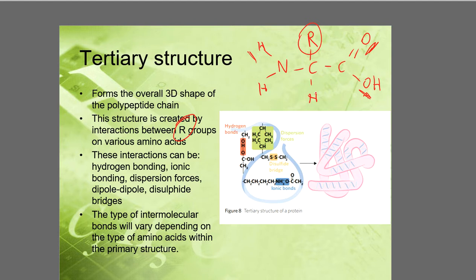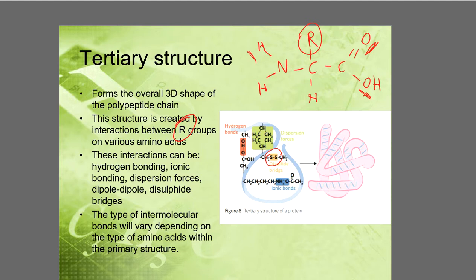You can definitely have dispersion forces occur, as we know, between all non-polar R groups. Obviously, slightly weaker bonds, but they will be there. We can have dipole-dipole interactions occurring. We can have what's called a disulfide bridge. So there's 2 amino acids that have sulfur in the R group, and they can interact and form fairly strong covalent sulfur-sulfur bonds within the molecule.